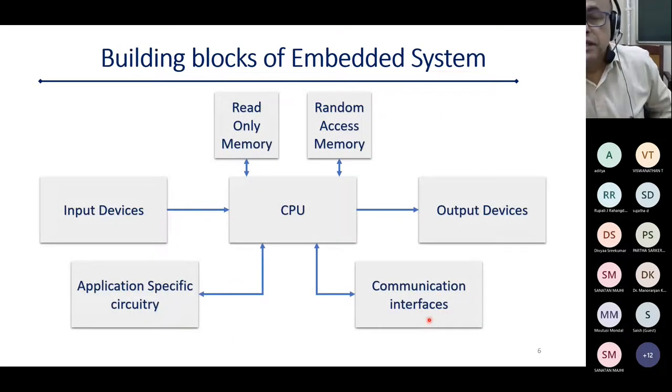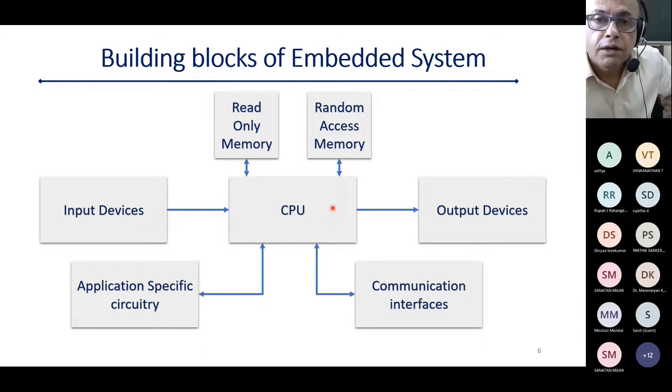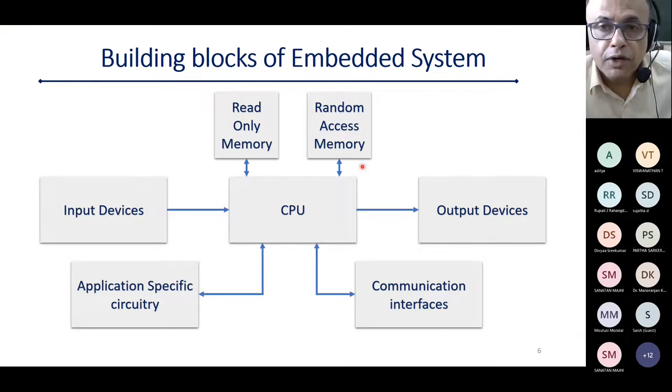The building blocks: the central processing unit is there, which has RAM or ROM connected, and both ways the data has to transmit. At the input side, you have input devices that will send the signals to the CPU, and then through this circuit, it will perform. And then you have an application-specific circuit. Suppose here a glucose monitoring sensor along with the insulin delivery system.